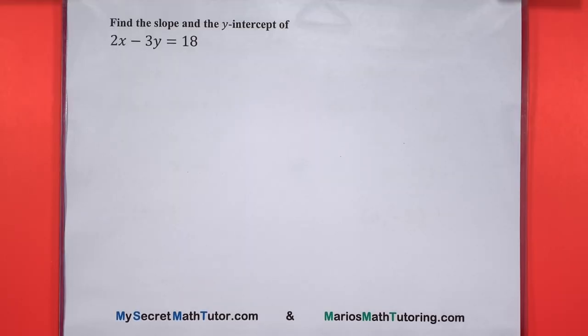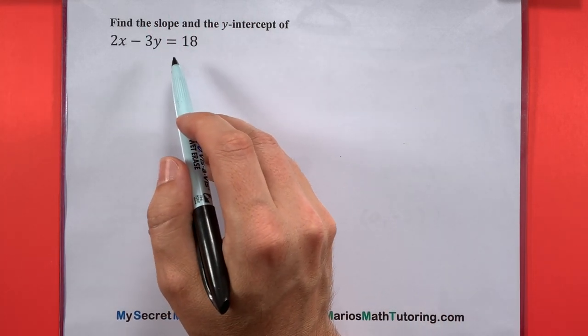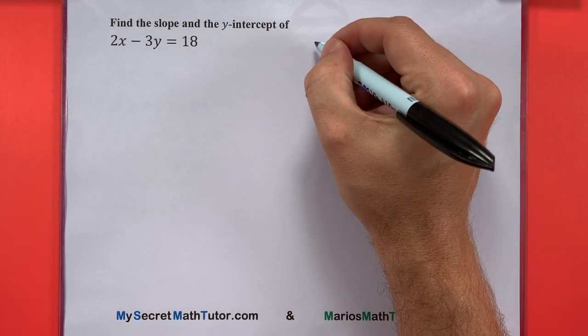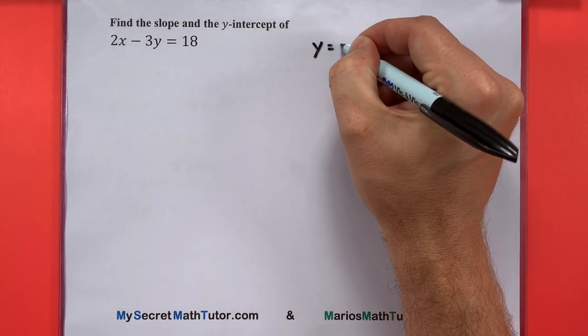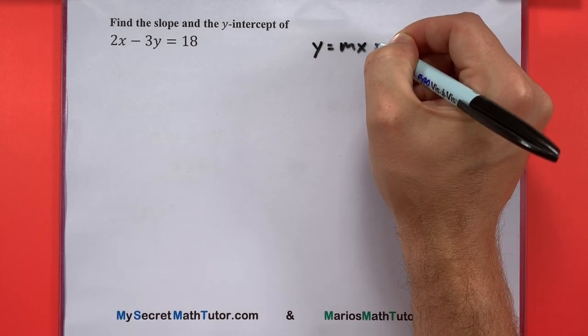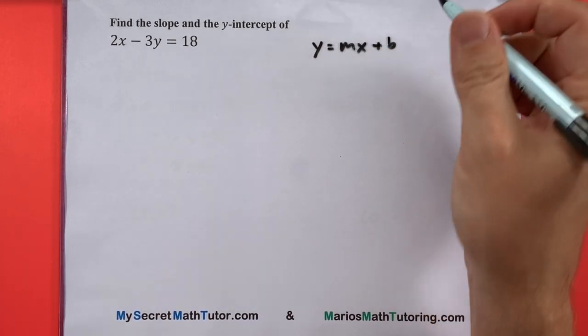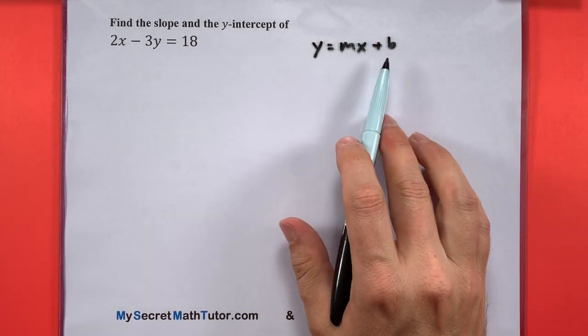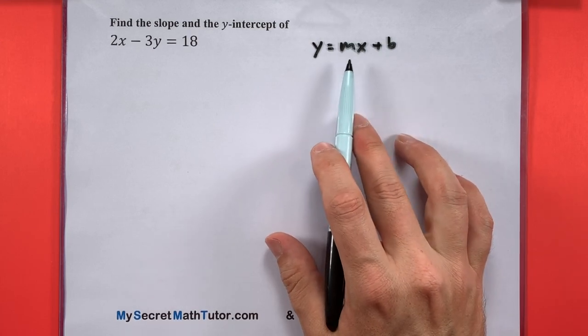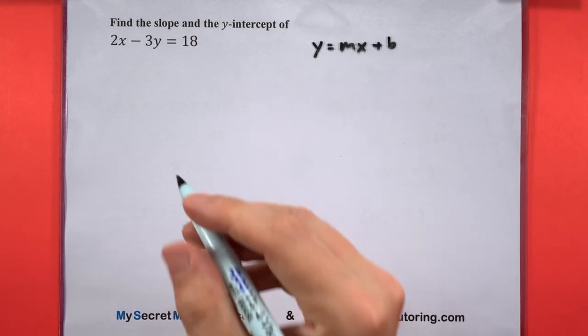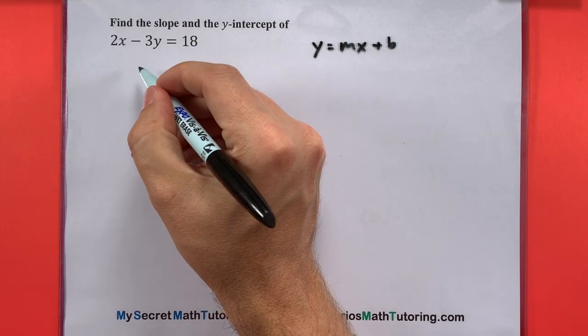For this problem, we want to find the slope and the y-intercept of 2x minus 3y is equal to 18. All right, let's see what we got for this one. For the slope and the y-intercept, it's probably best to put this into slope-intercept form. That's the one where we have y all by itself. And then the other terms here for m and b will represent the slope and the y-intercept. So it's a really handy form to get what we want out of here.